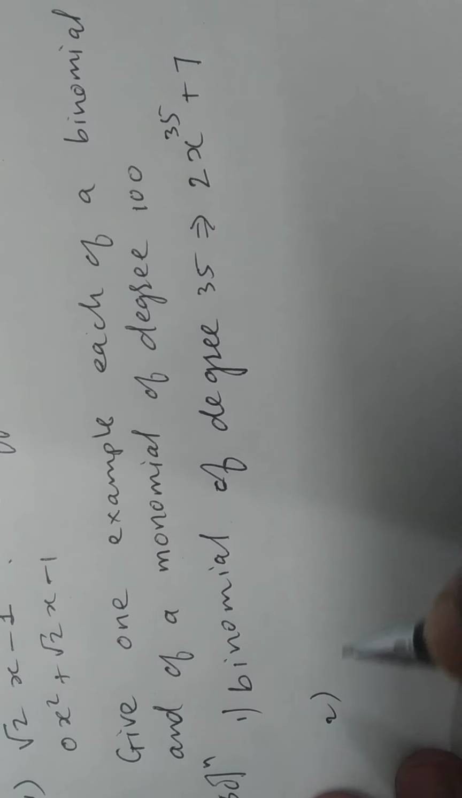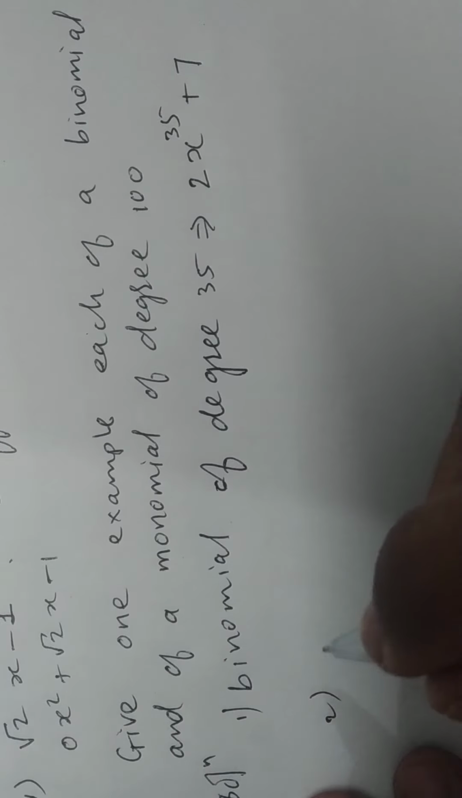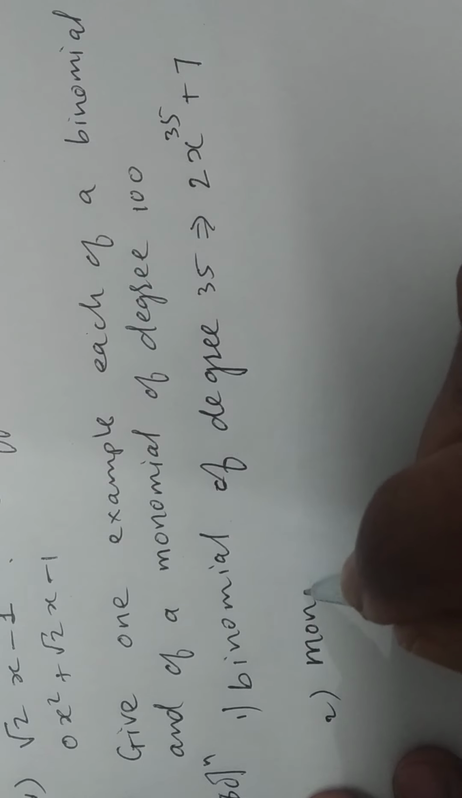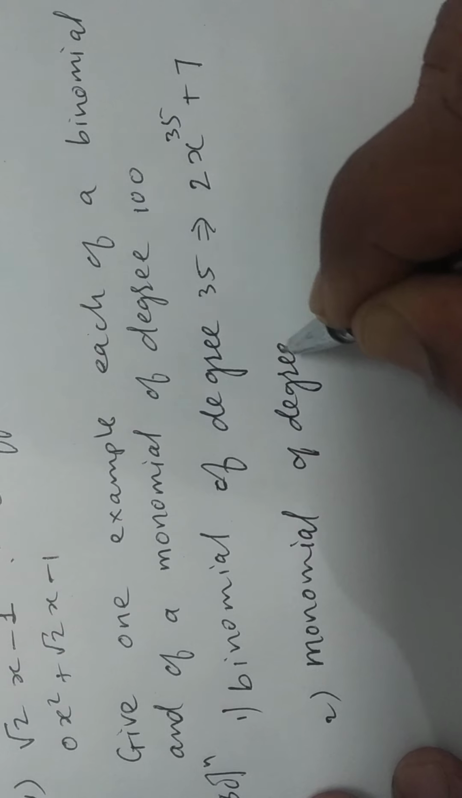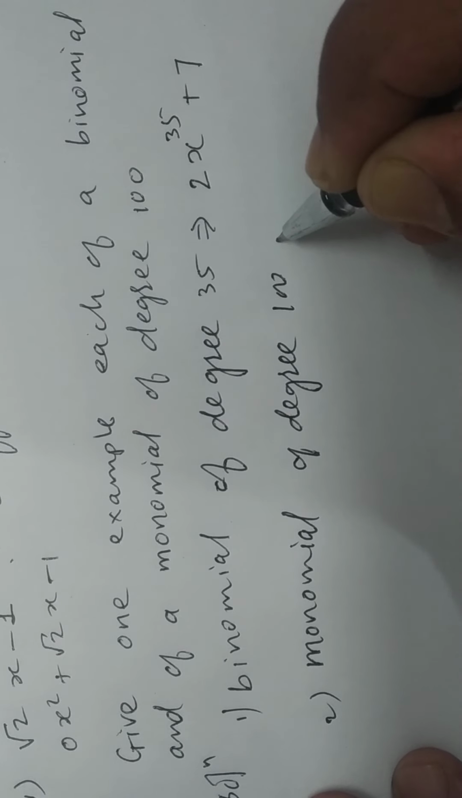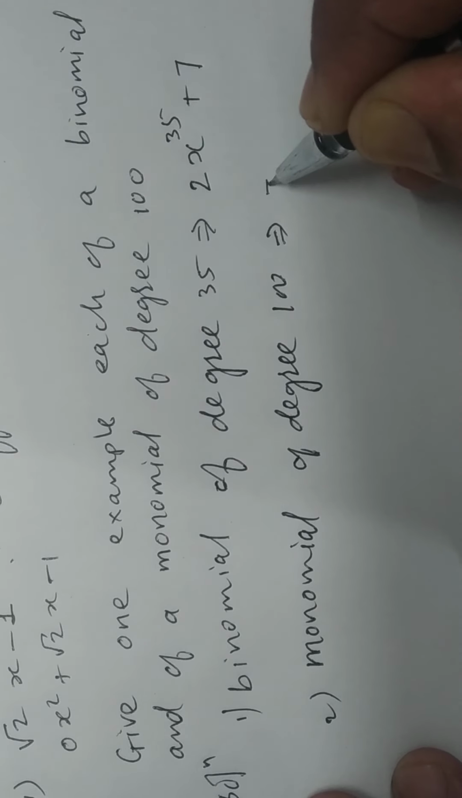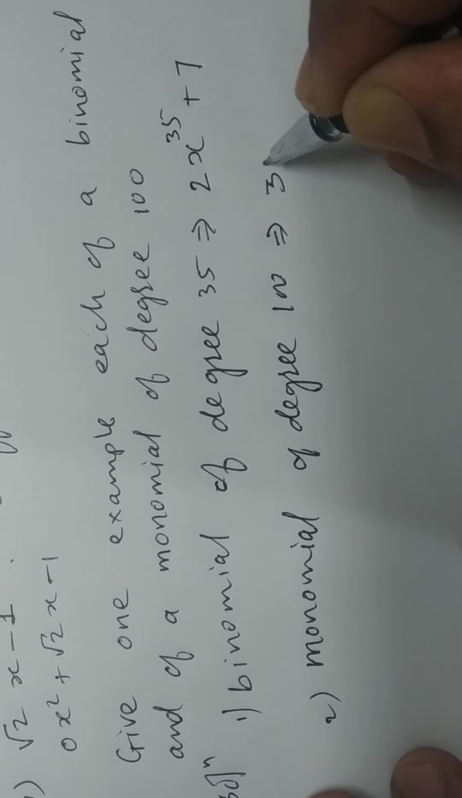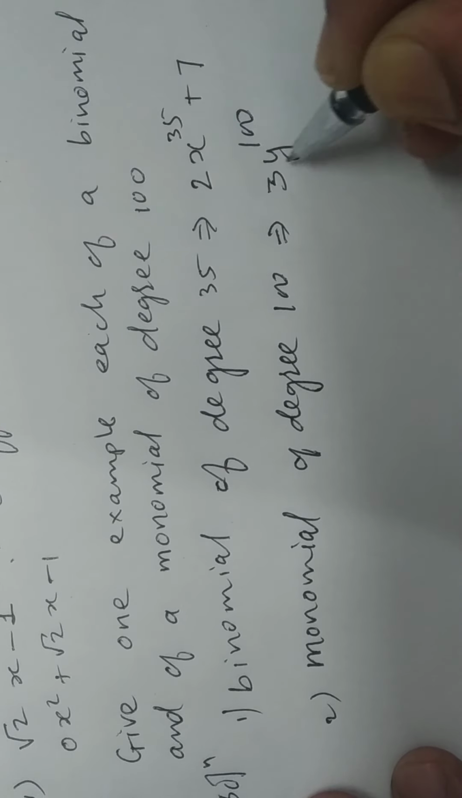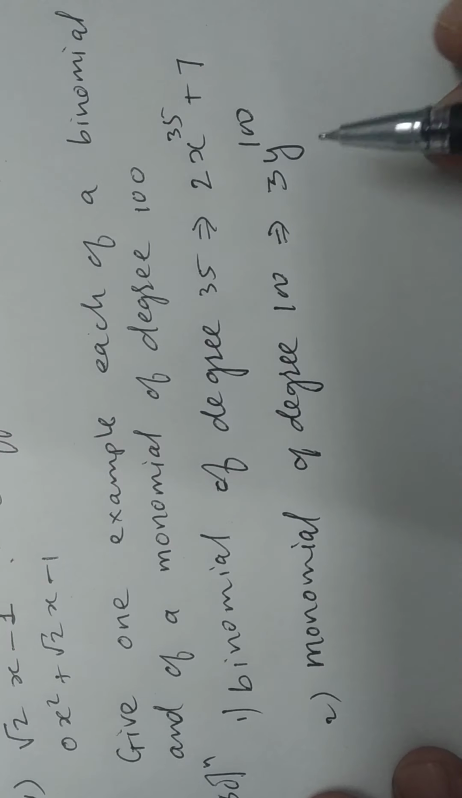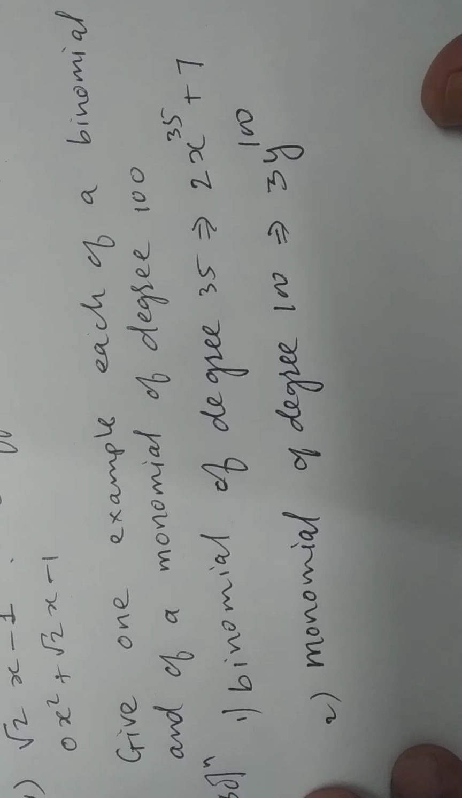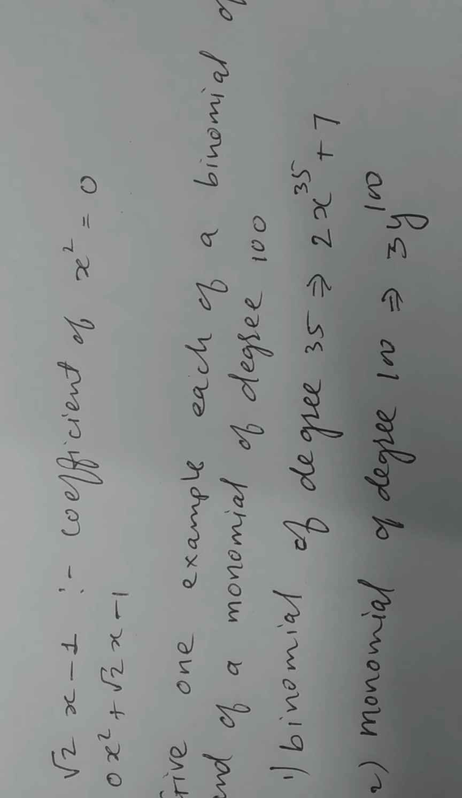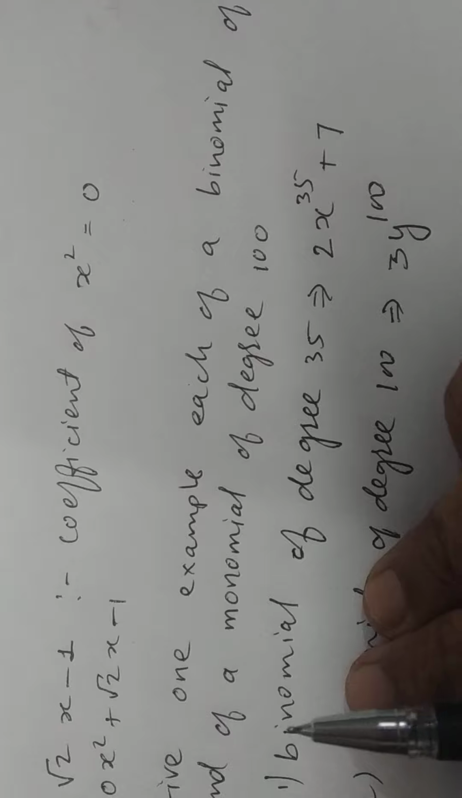Now second, you have to write a monomial with degree 100. You can write anything. It can be 3y power 100. This is the degree of this polynomial. One term is monomial, 2 terms binomial, 3 terms trinomial. Let's see it in the next session. Very good.